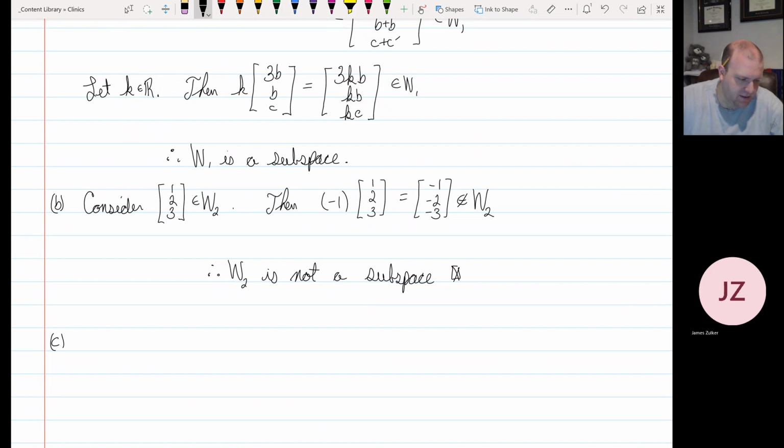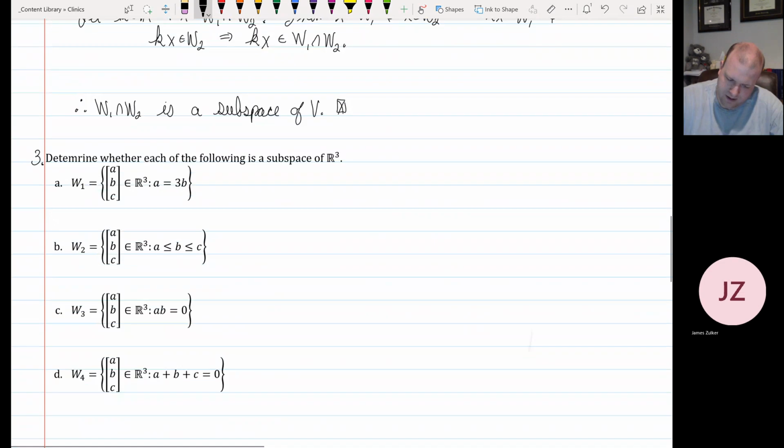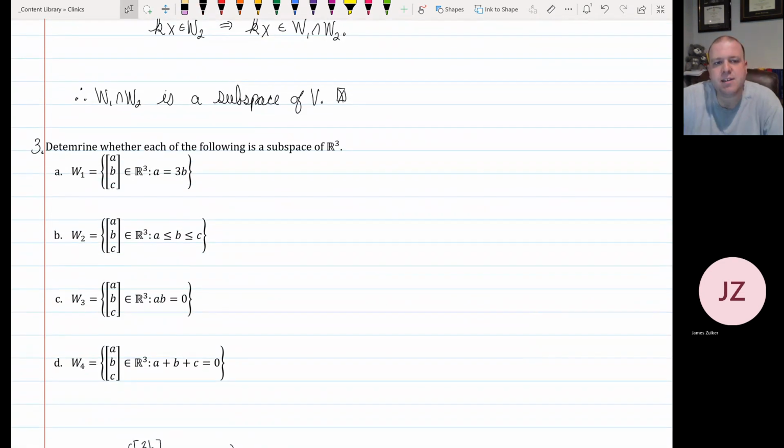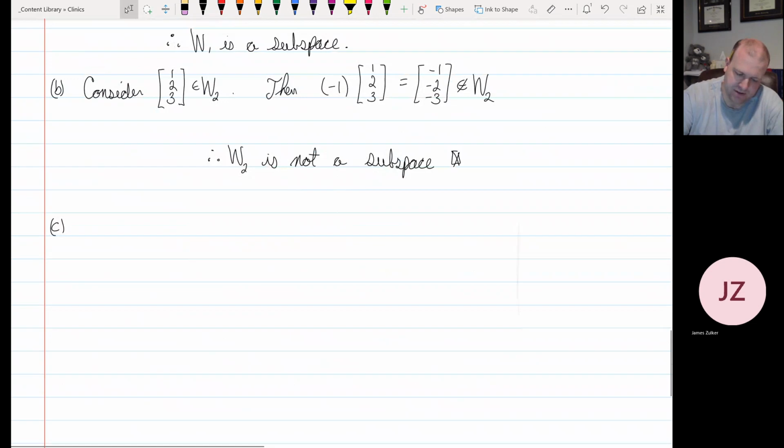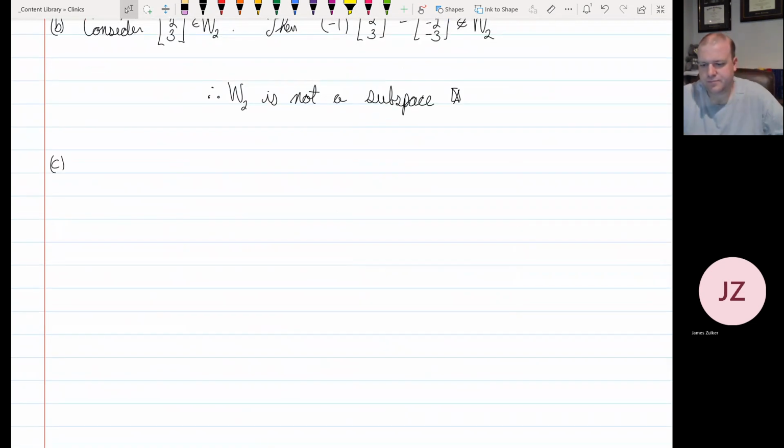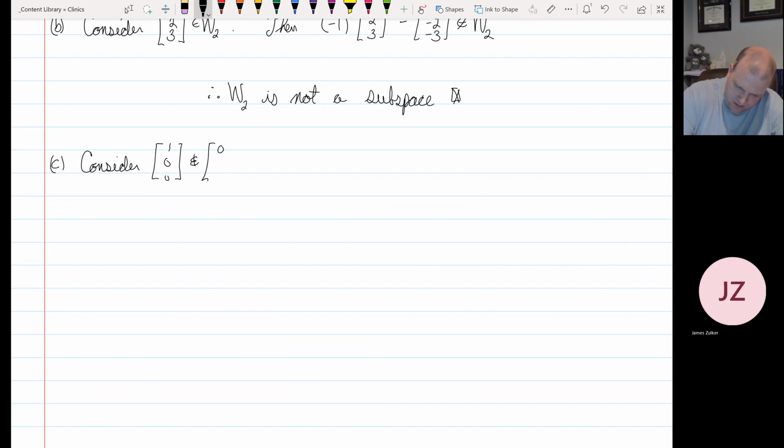Part C, W3 is the set of vectors (A, B, C) such that A times B is 0. Okay, well, consider these two vectors, which are clearly in W3. What happens if we take their sum?